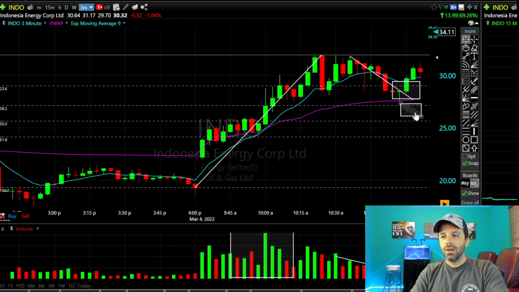Here's my stop, underneath that support level, always giving it a little wiggle room just in case. So there's my stop zone on the stock. Here is my entry zone on the stock. And then my very first take profit zone is going to be up here.